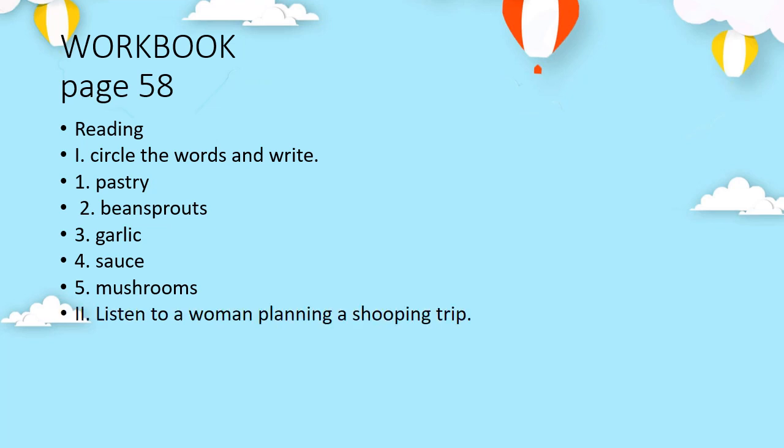2. Listen to the woman planning a shopping trip. Before listening, you have to look at the text here, please. Question 1. Why does the woman need to buy extra food? Number 2. What is the most important ingredient in the cake? And number 3. Why does she need more milk? And number 4. What is the food she doesn't make? Now listen, please.